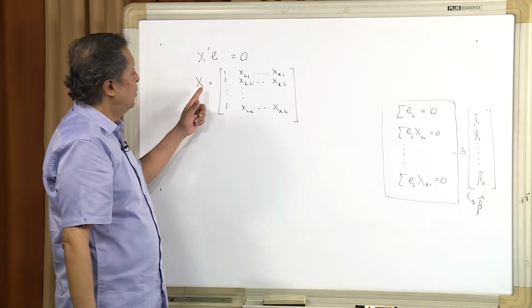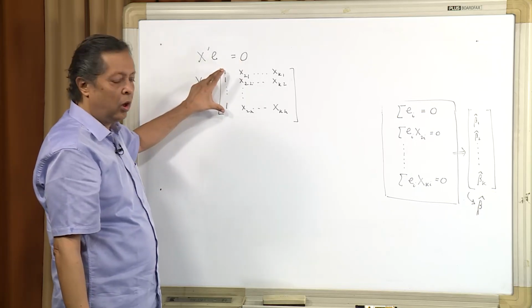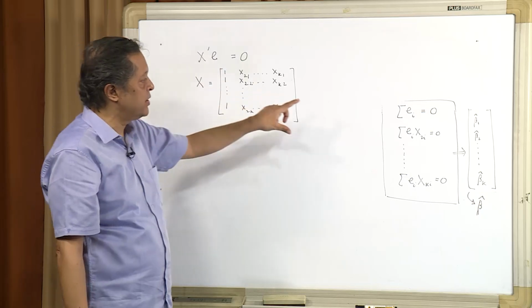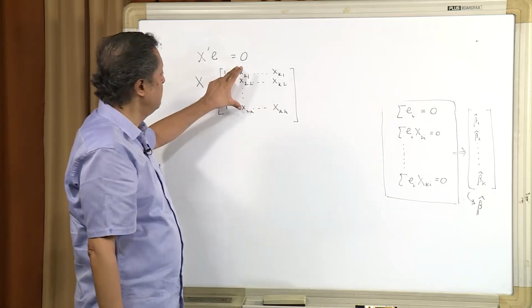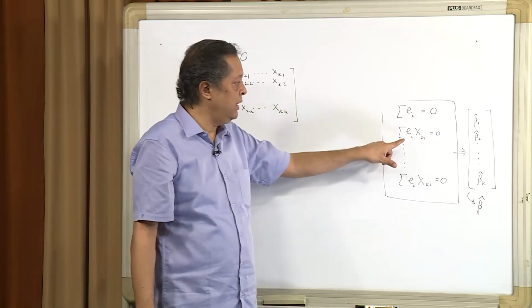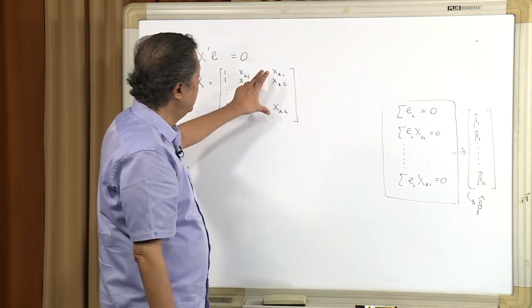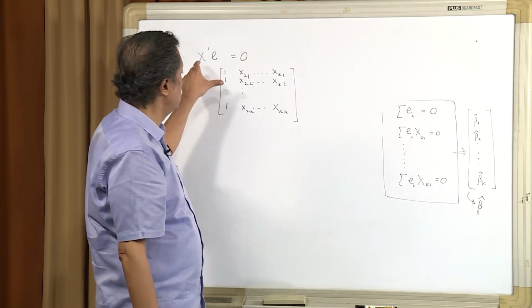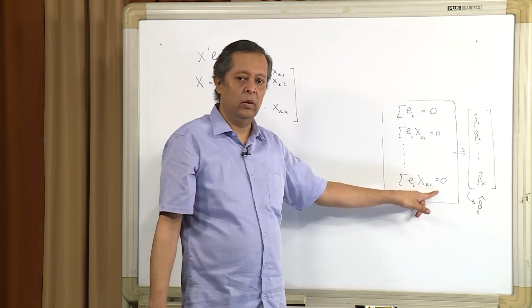So, when you write X prime e equal to 0, the first column becomes the first row and we get summation e_i equal to 0. The second column becomes the second row and we get summation e_i x_2i equal to 0. Similarly, the last column becomes the last row and we get summation e_i x_ki equal to 0.